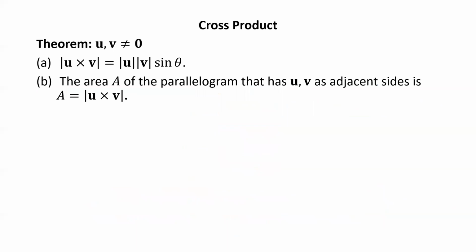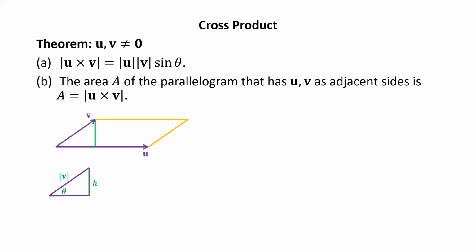Okay, let's go to part B, that the area A of the parallelogram that has u and v as adjacent sides is the length of the cross product of u and v. Let's start by drawing a picture of two vectors u and v and form the parallelogram that those are the adjacent sides of. Now, what we're most interested in finding here is the height, right? Because the area of a parallelogram is the base times the height.